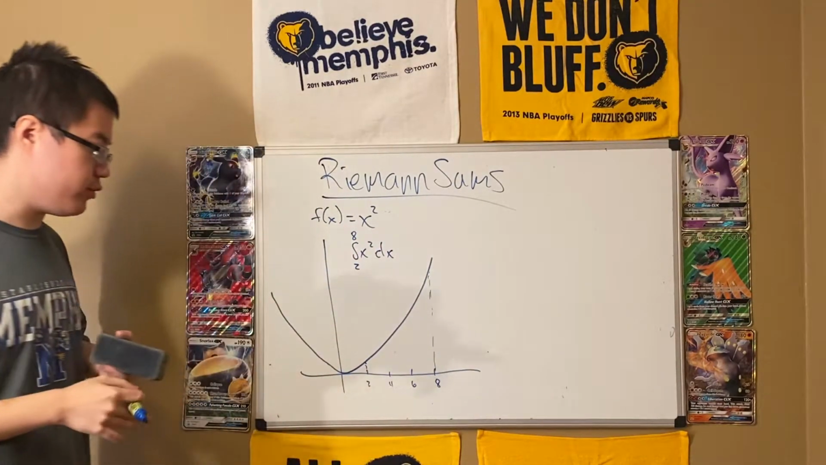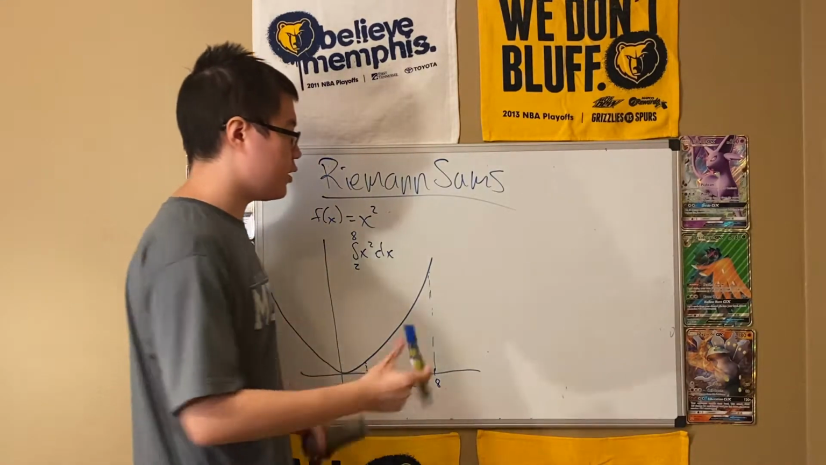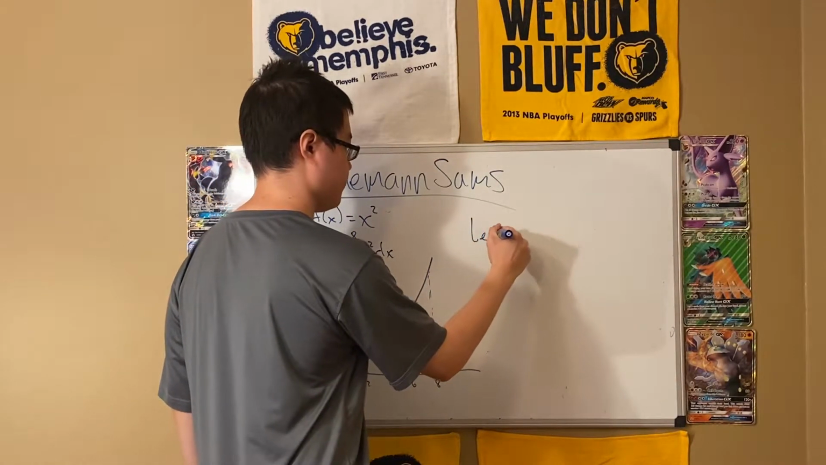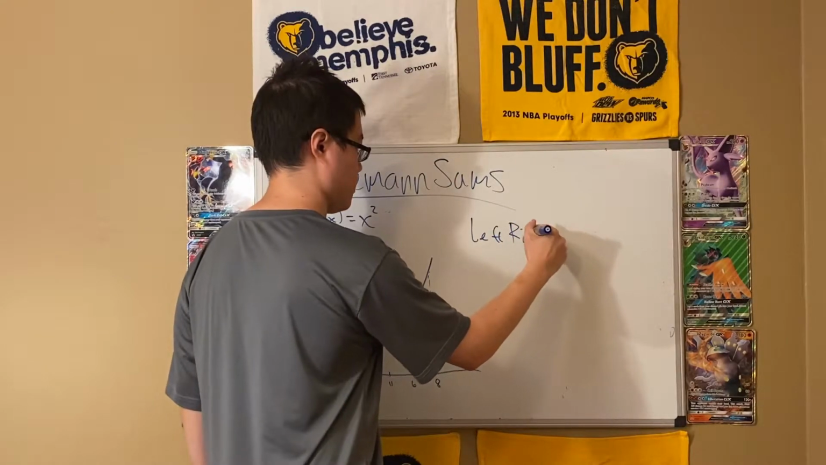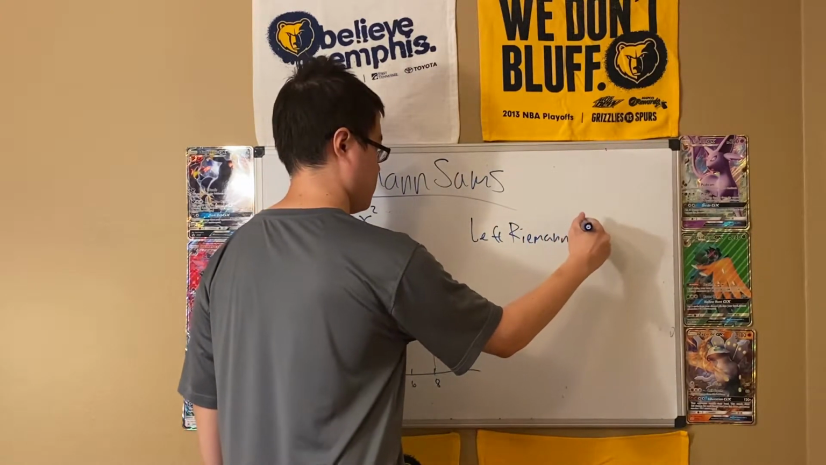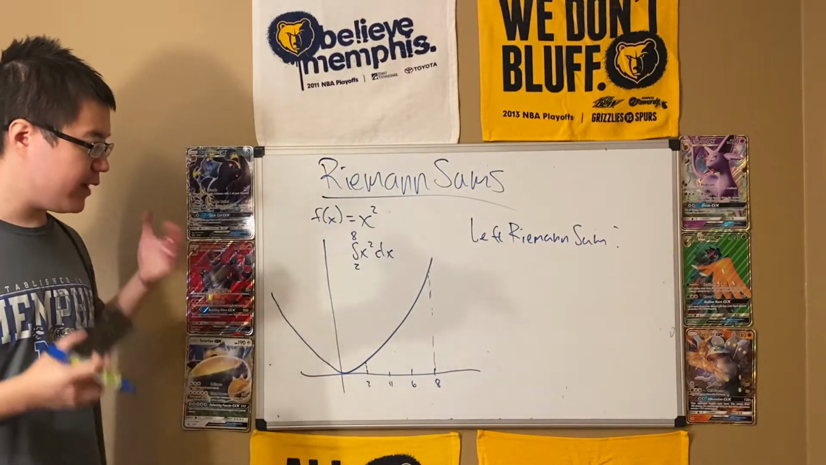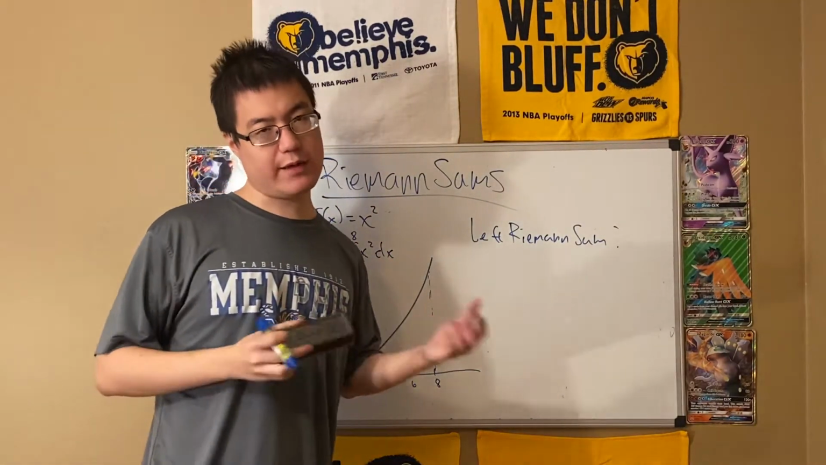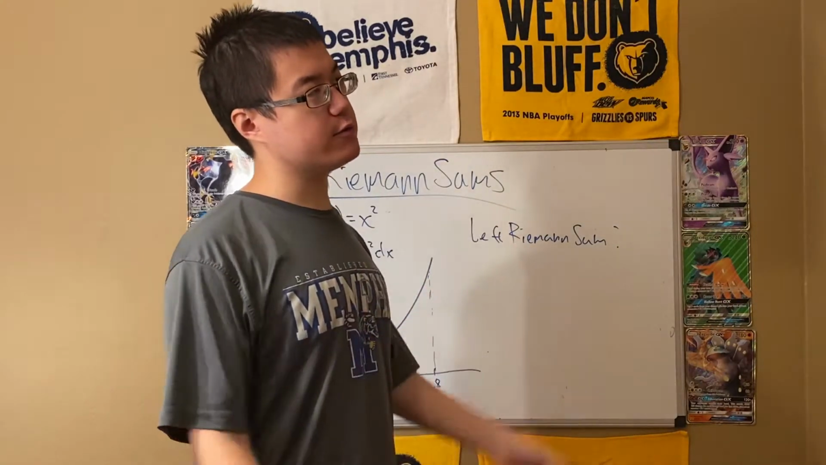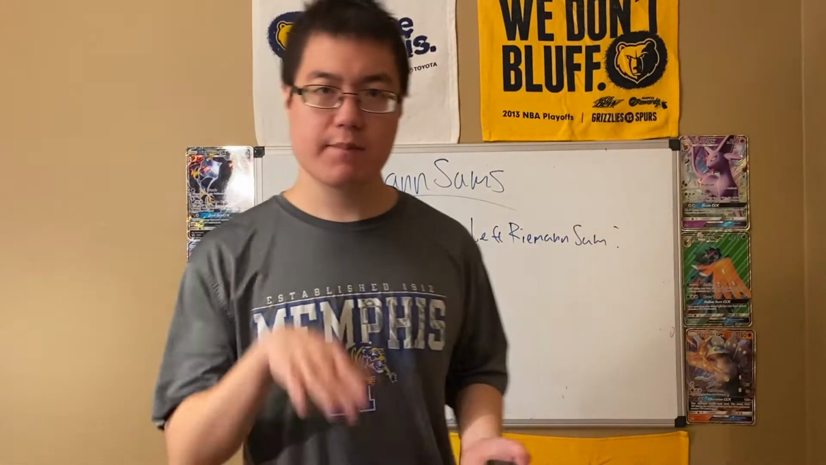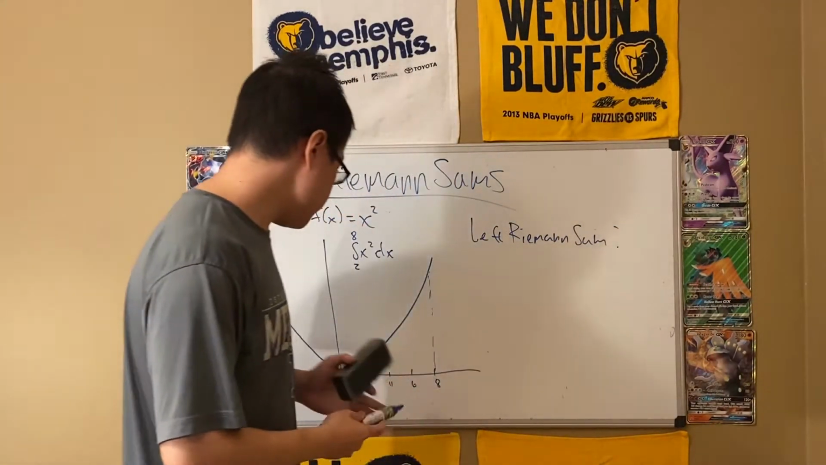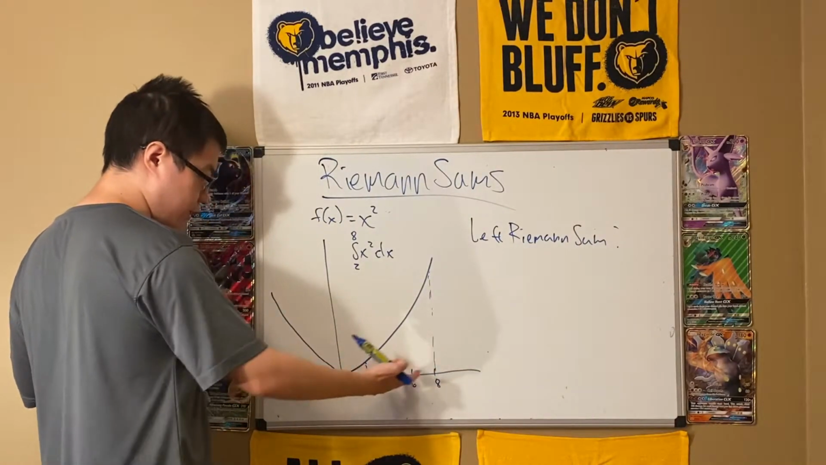But for now, what we're going to do is approximate it. So we're first going to start off with the left Riemann sum. First off, we have to determine rectangles. We have to draw some rectangles. And rectangles are, of course, base times height, and those are the important aspects of this rectangle, so we need to find those.